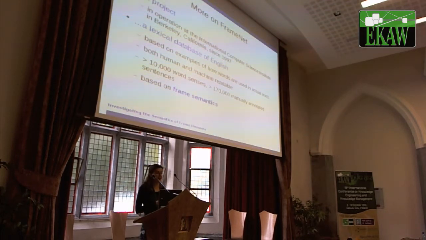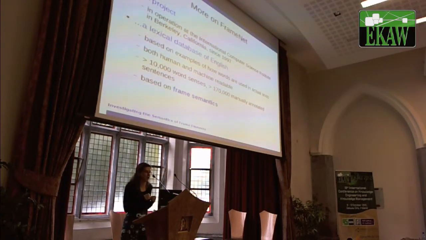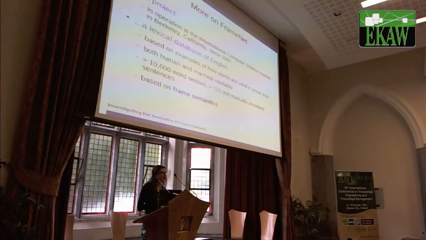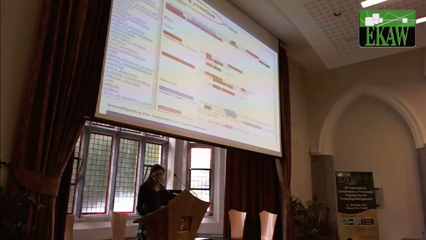FrameNet is a lexical database of English. It's based on examples of how words are used in real texts. It's both human and machine readable, large scale, and it's a project from Berkeley, California. Here is an example of the human readable version of FrameNet available online. So here is my example of the cooking creation frame.